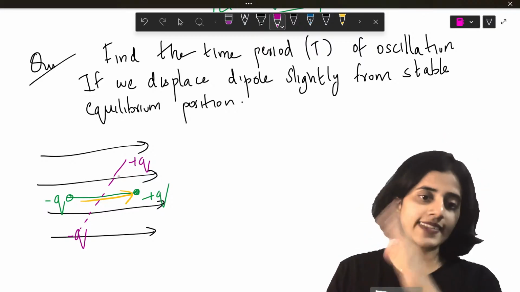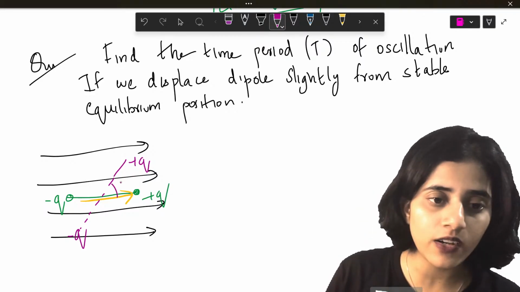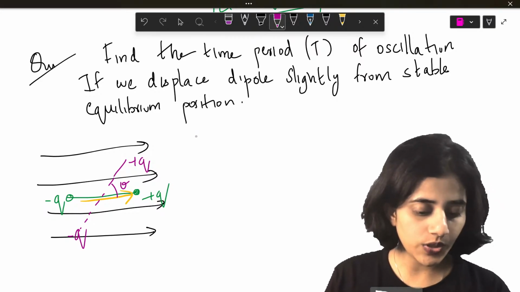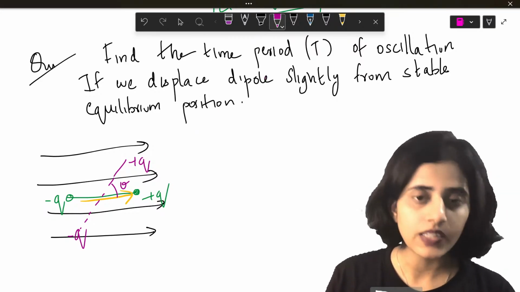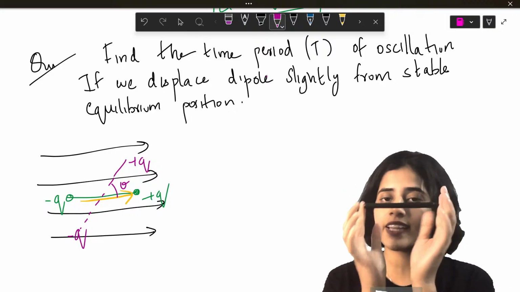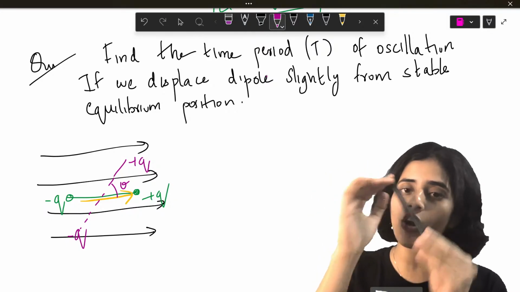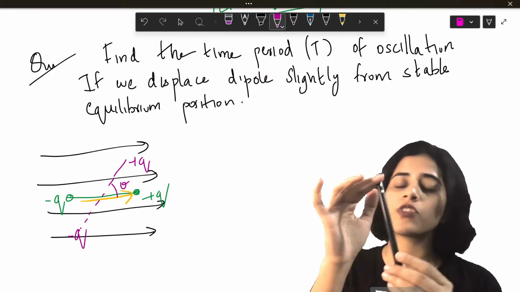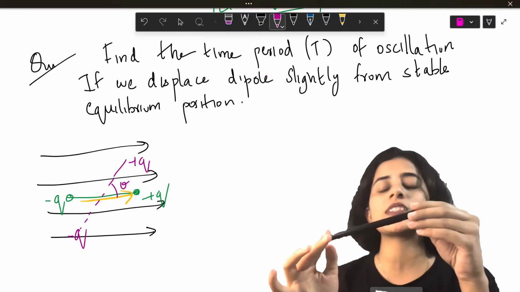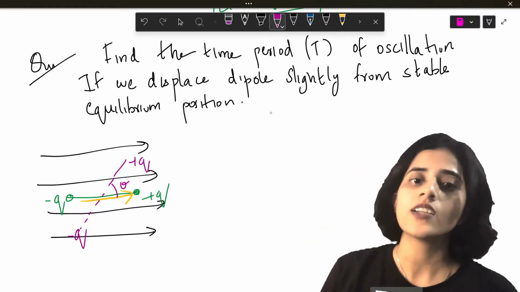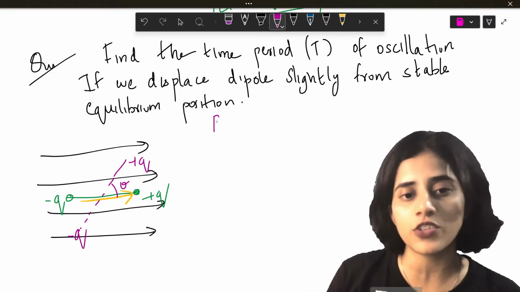The dipole has slightly shifted by an angle of theta. So what happens? Initially the dipole was in stable position. You make it move. So obviously, if a dipole moves from the stable position, it has to come back to its actual position. So this torque is what we have to find out. We will just call it the restoring torque.